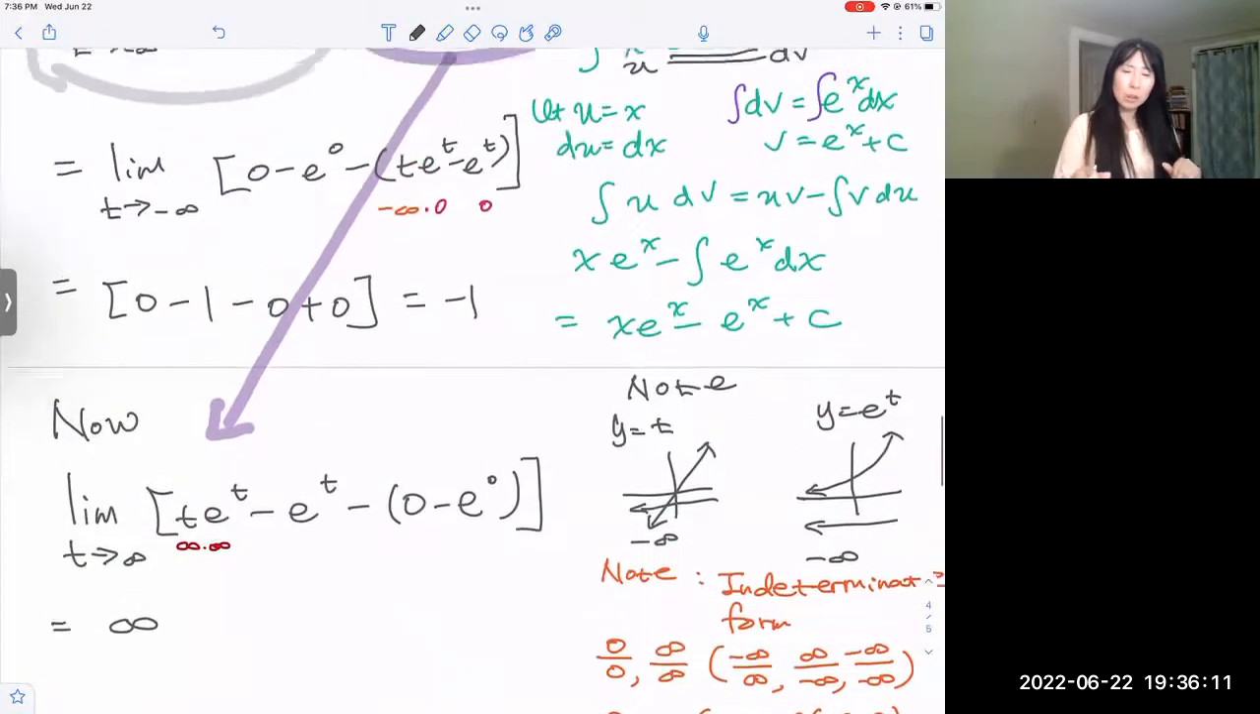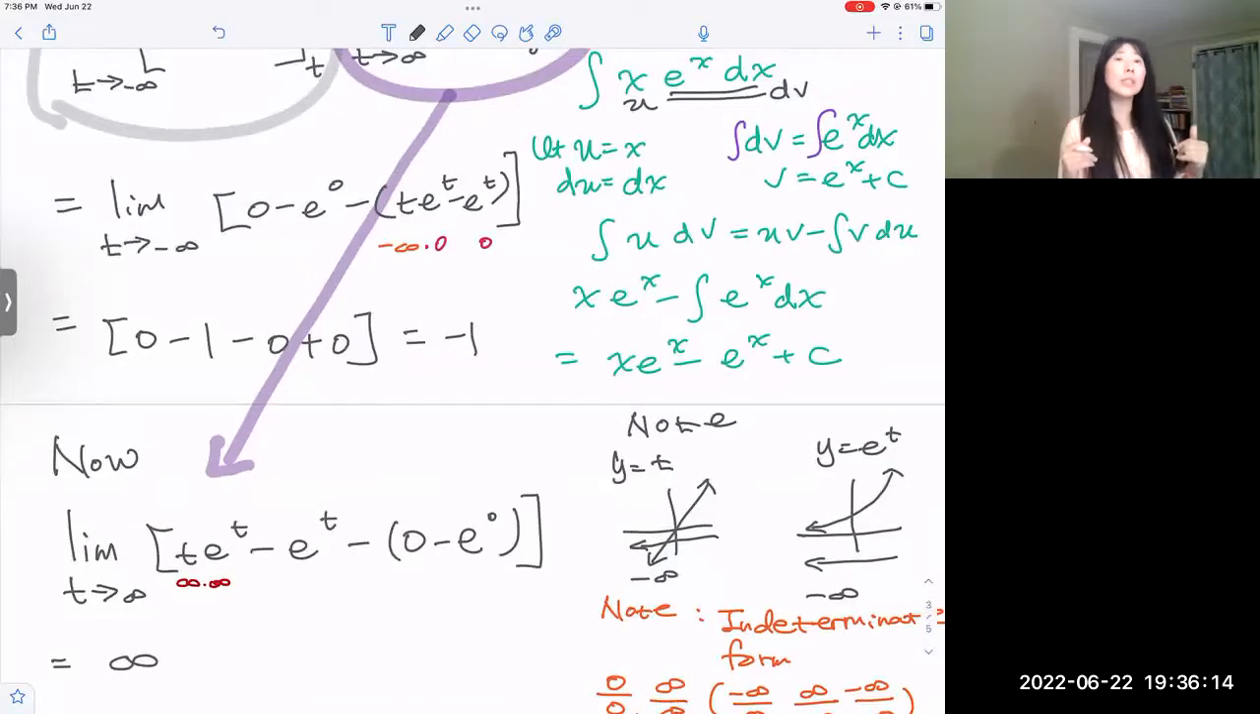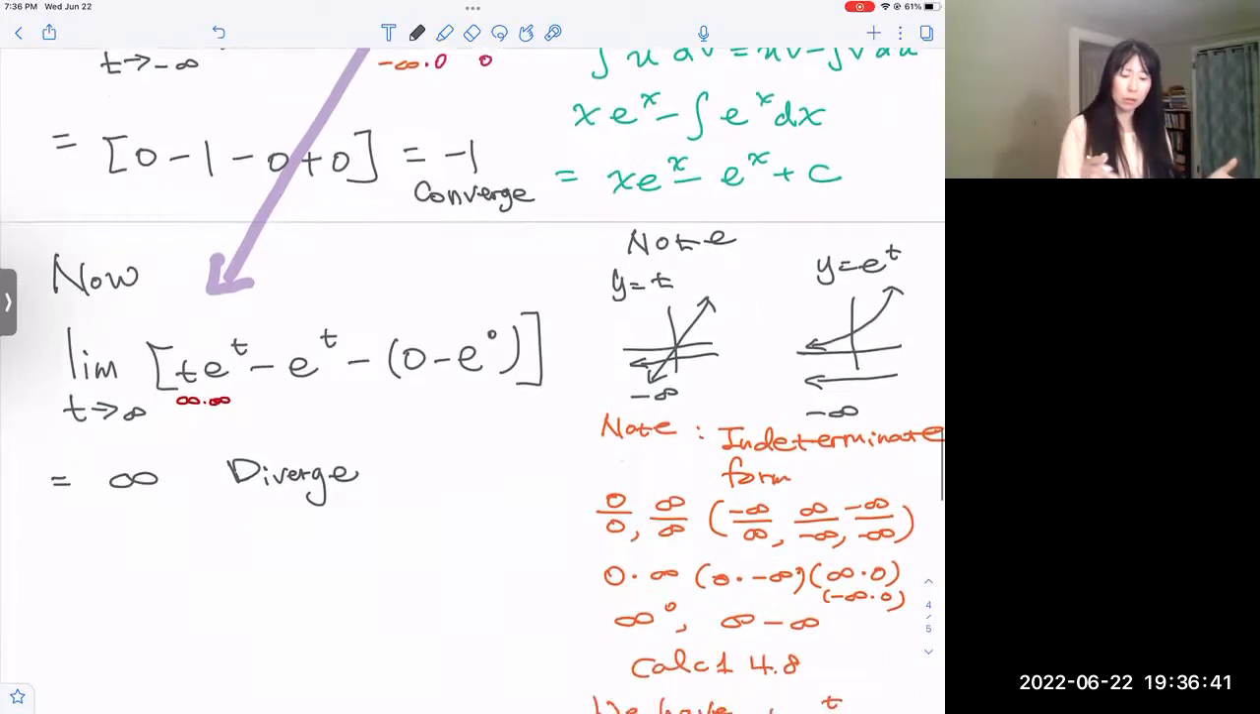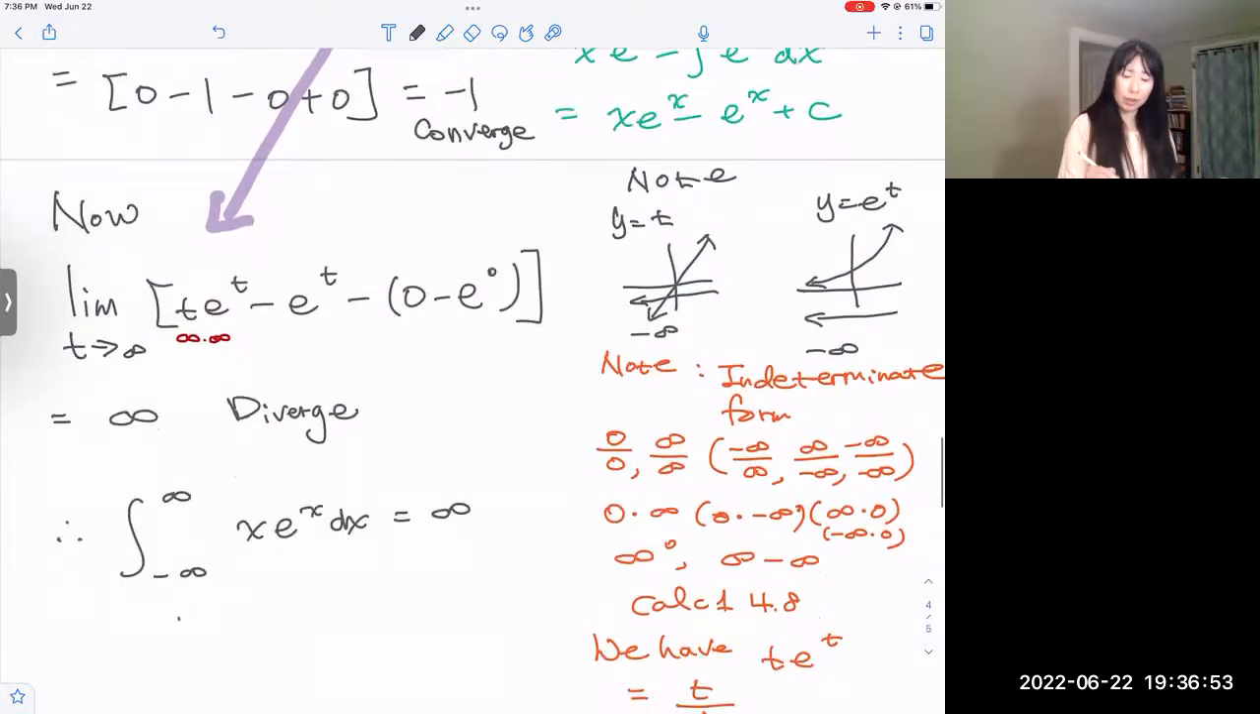Now we can conclude. Look, type 3 says that if either one is divergent, then the whole thing is divergent. This one is convergent because we get a number, the limit exists. This one is divergent because we have positive infinity. So one of them is divergent, and as I said, positive infinity divergent is the stronger superpower. So we say that the whole thing is divergent. All right, so we conclude that the integral from negative infinity to positive infinity of x e to the x dx goes to positive infinity. So we say that it is divergent.